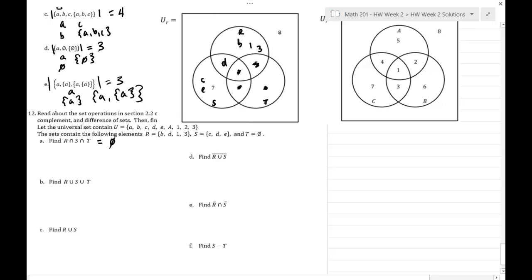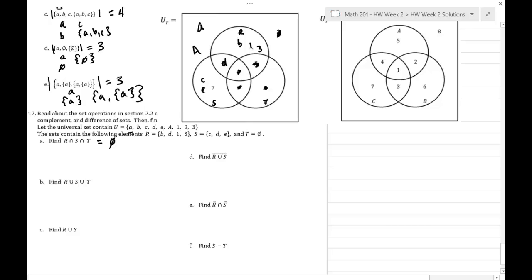And then I've got region 8 to figure out, so I need to figure out what elements live out there. A, I haven't listed yet. I'm looking through my universal set to see what elements I haven't listed yet. So A must live out here. B I already listed, C I already listed, D I already listed, E I already listed, capital A I haven't listed.